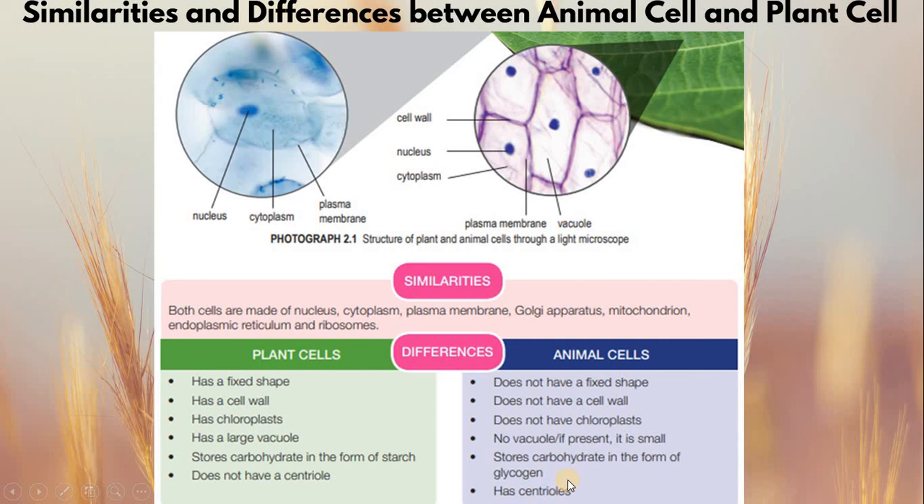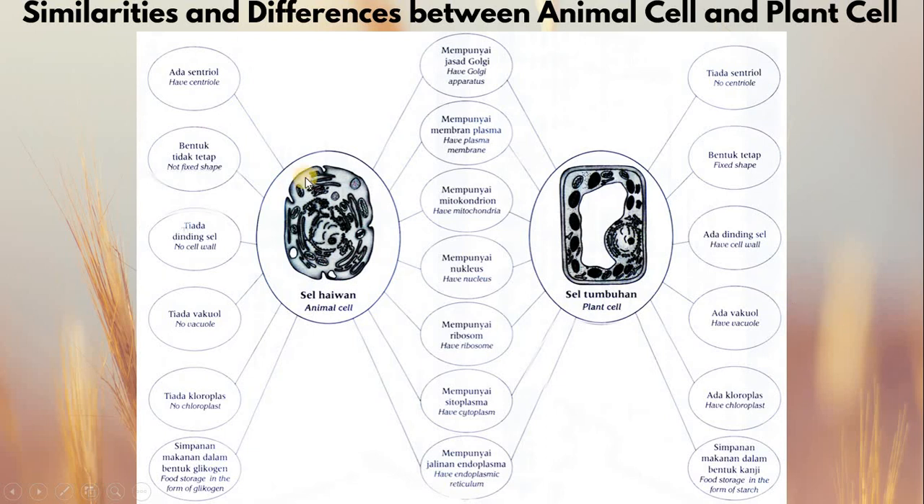Is there any more difference? Okay, we look at this. This one is a simpler form. This is a double bubble map. In the center refers to the similarities, and this side refers to the differences. It is the same thing that we just discussed in the previous slide. These are all the similarities.